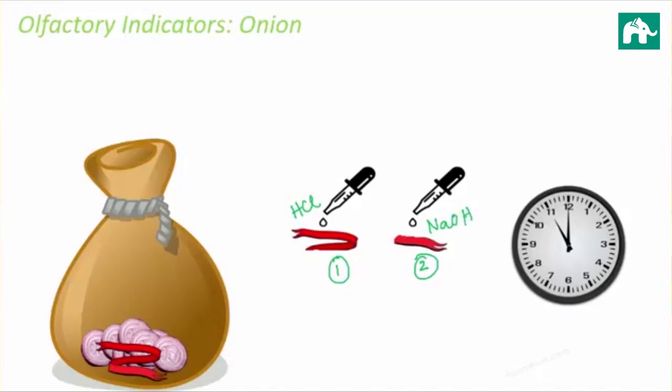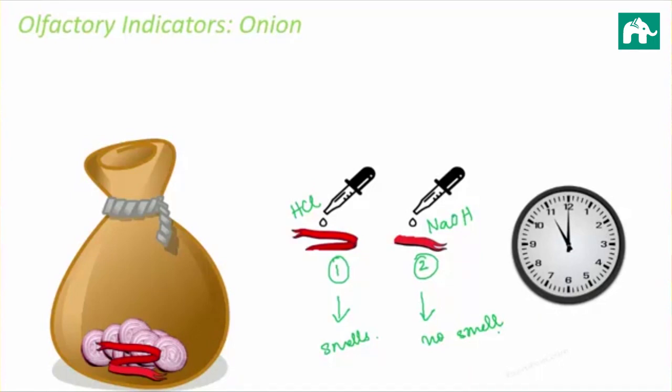Now rinse both of these cloth pieces with water. And then what do you observe? You observe that even after rinsing with water, strip 1 still smells, strip 2 has no smell. How did that difference happen? This shows that when onion reacts with acid, the smell remains, but when it reacts with a base, the smell goes off.